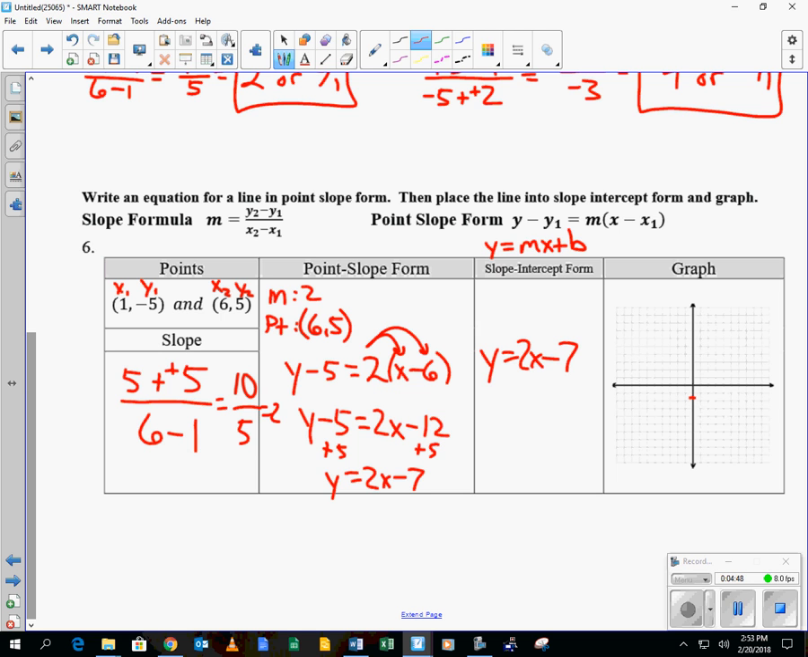As we graph it, we go down 7. We rise 2 and run 1. Rise 2, run 1, rise 2, run 1, so on and so forth. Your line should look something like that.